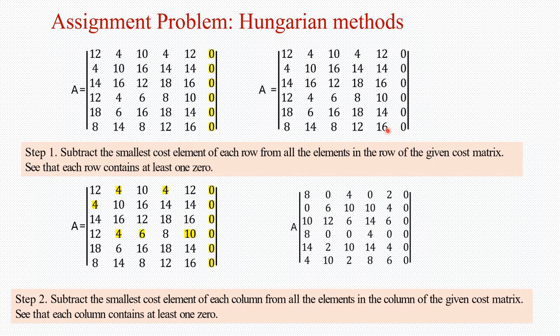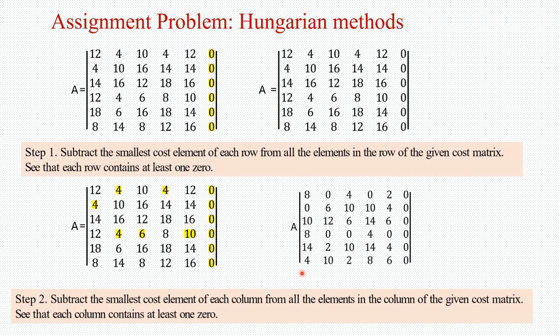Step 2. Subtract the smallest cost element of each column from all the elements in the column of the given cost matrix. See that each column contains at least one zero. The smallest element in the first column is 4. So, 12 minus 4 is 8, 4 minus 4 is 0, 14 minus 4 is 10, 12 minus 4 is 8, 18 minus 4 is 14, 8 minus 4 is 4.